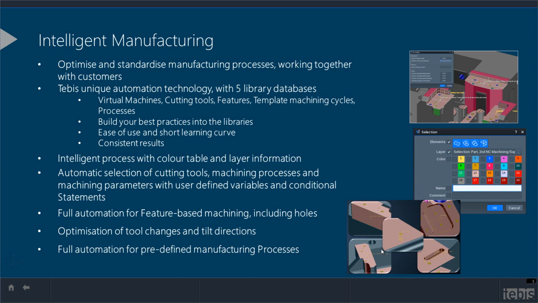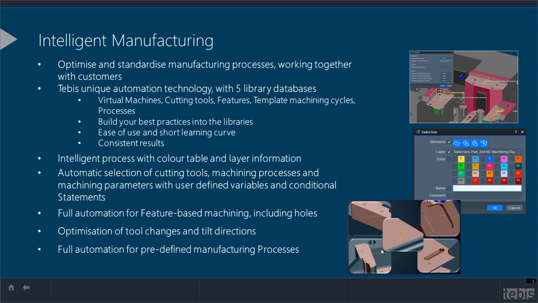The intelligent processes as well can take into consideration color tables and layer information to give you maybe even different surface finishes. So maybe a hole with an H7 tolerance, or whether it's a threaded hole, or maybe it's just a surface that has a rough finish compared to a finished finish. All can be color coded. We have automatic selection of cutting tools for our machining processes and machining parameters, with also user-defined variables and conditional statements.